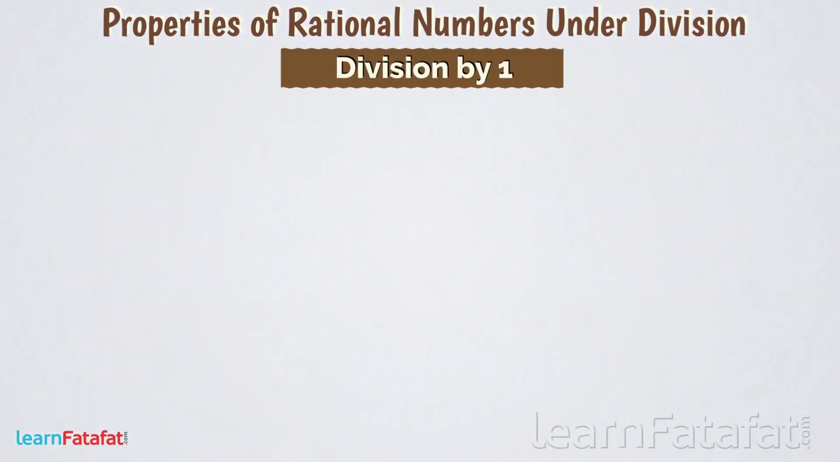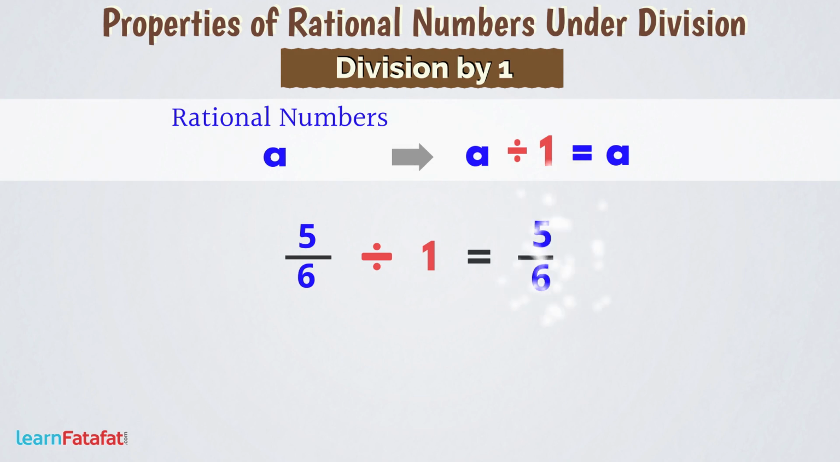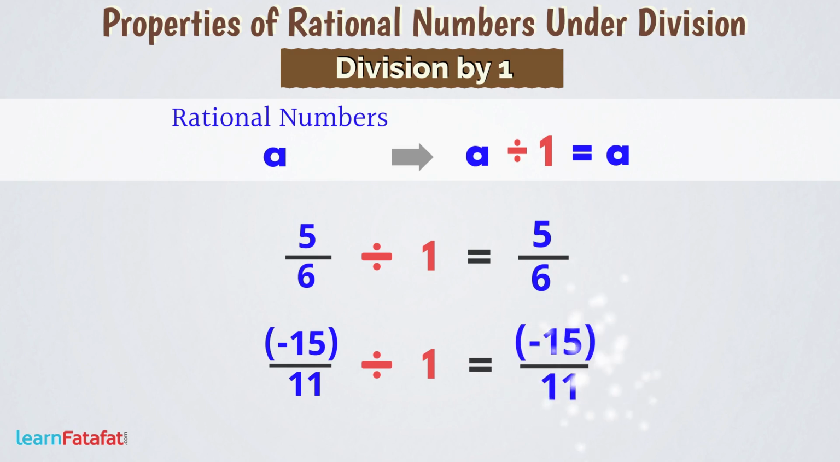Division by 1. If a rational number a is divided by 1, then result is same rational number again. a divided by 1 equals a. For example, 5 by 6 divided by 1 equals 5 by 6. Minus 15 by 11 divided by 1 equals minus 15 by 11.